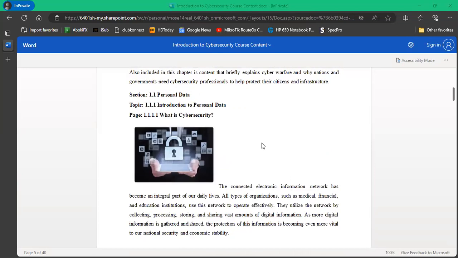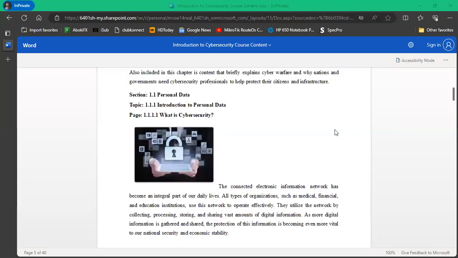So we are starting from section 1.1, personal data. Introduction to personal data. And this page talks about what is cybersecurity. If we look at this picture, you see that there is a lot on it. Some devices.